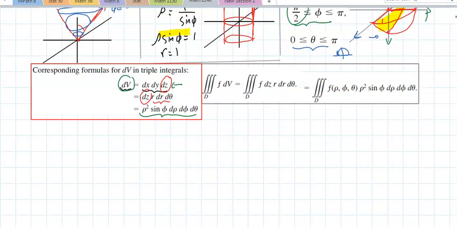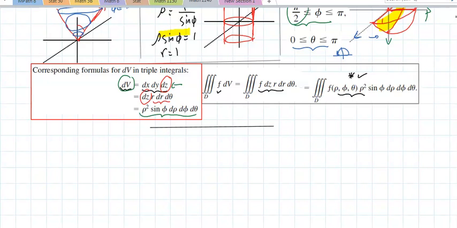Now, if I look at the triple integral over region D of f dV, if I want to go for cylindrical coordinates, there it is. And if I want to go for spherical coordinates, there it is. I do provide this on the test. You really don't need to memorize that. We'll talk more about that in our class discussion.